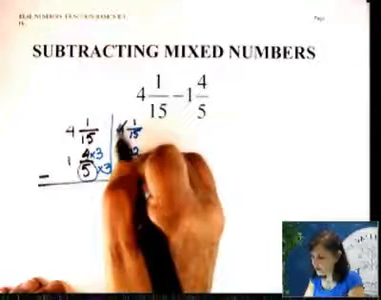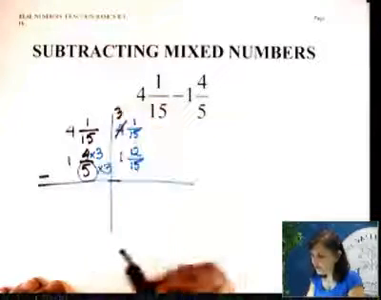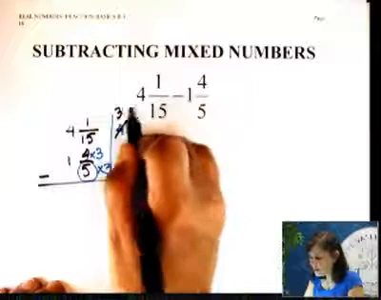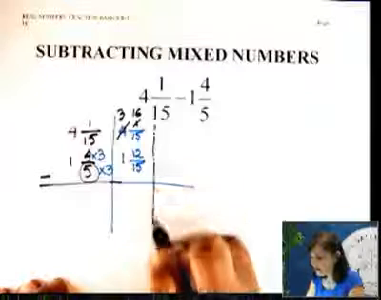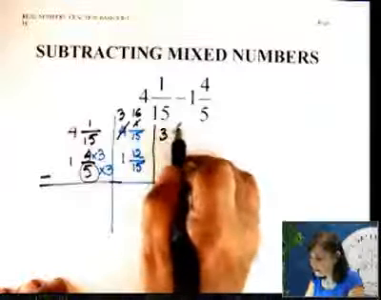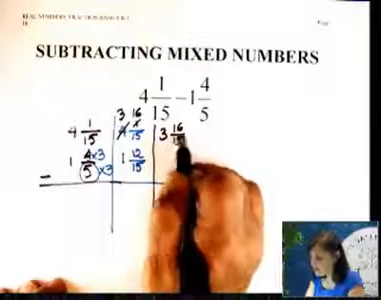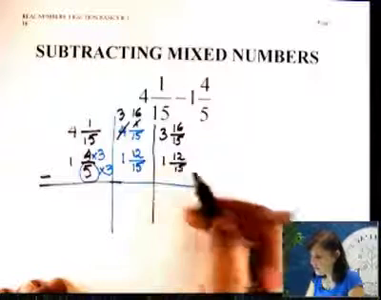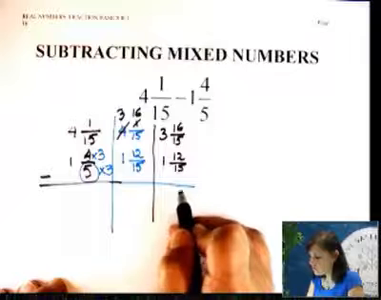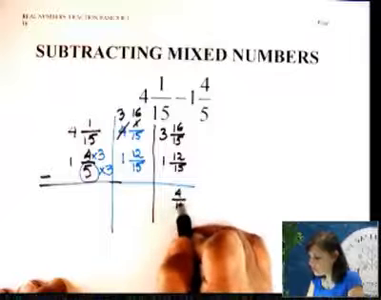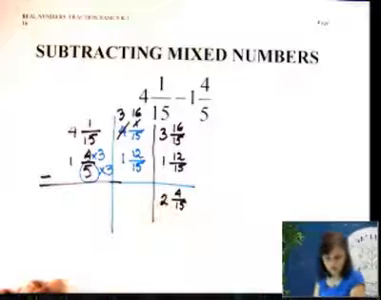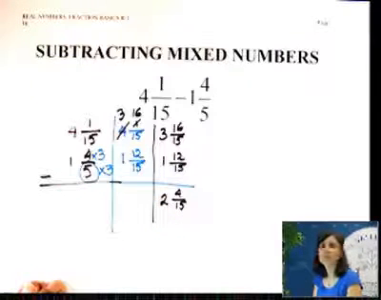How do I do that? I borrow from here. Now I have 3 left. Remember what the shortcut was. 15 plus 1, that's 16. This becomes 16. I rewrite 3 and 16/15. So that's the borrowed version. 1 and 12/15. 16 minus 12, that's 4. 15 stays alone. 3 minus 1 is 2. 2 and 4/15. And there's nothing I can simplify.